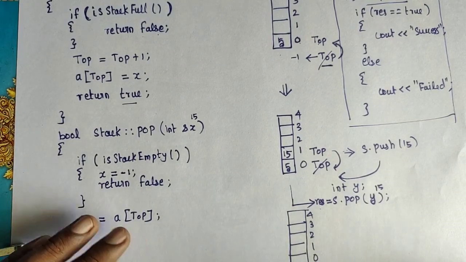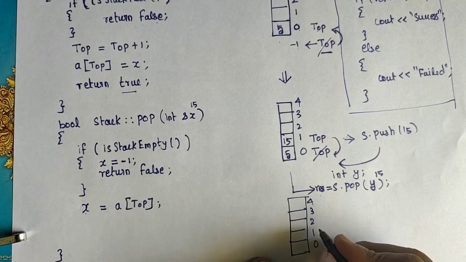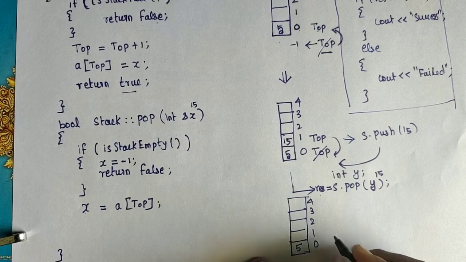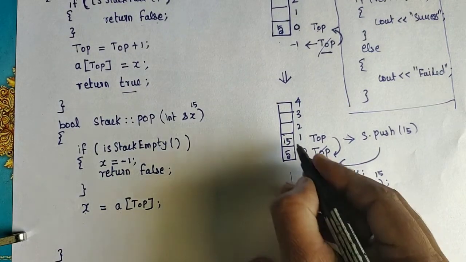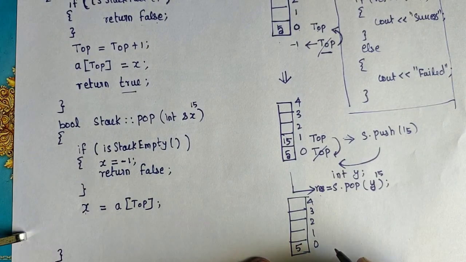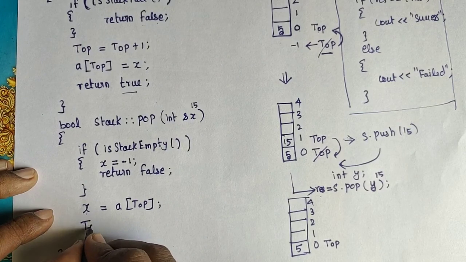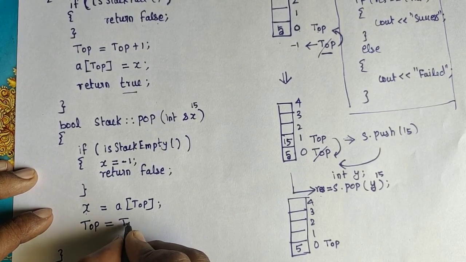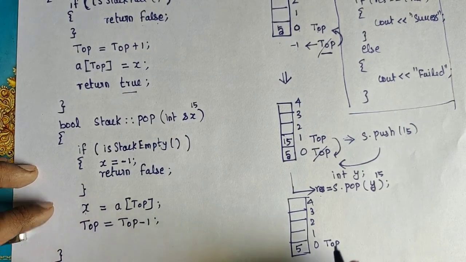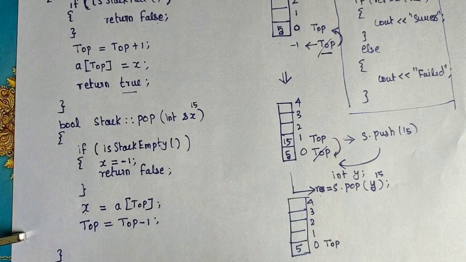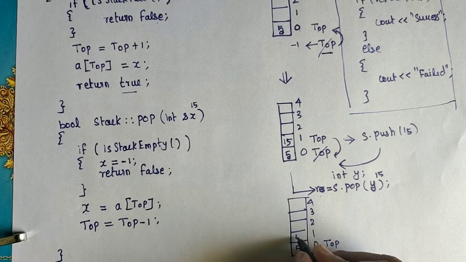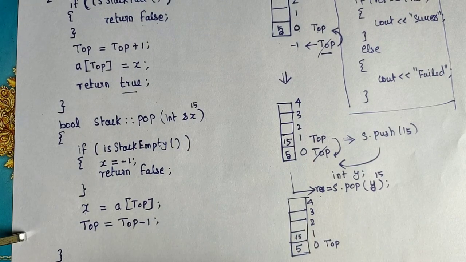So what is happening here is, the top will be moved after backing up the 15 to x, that is top equal to top minus 1. So it will be moved. So only by decrementing the top, how does it mean that it is a deletion? Physically the 15 will not get deleted, it will be present, but logically it will be deleted from the stack.